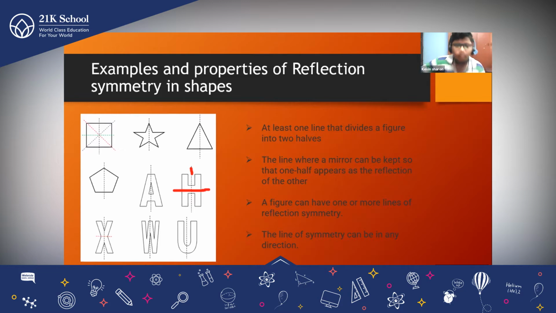Yes, ma'am. The first line? Yeah, you can read all the properties. Okay. At least one line that divides the figure into two halves. The line where a mirror can be kept so that one half appears as the reflection on the other. A figure can have one or more lines of reflection symmetry. The line of symmetry can be in any direction.